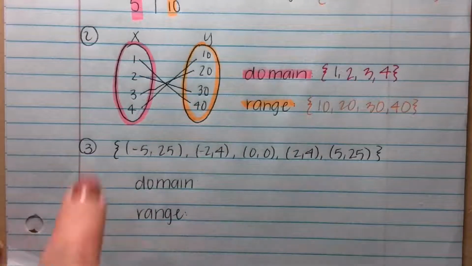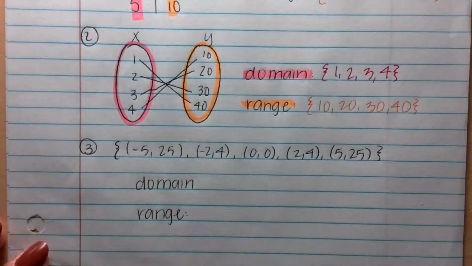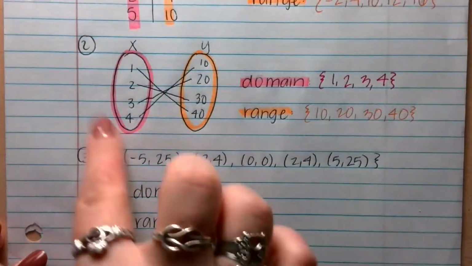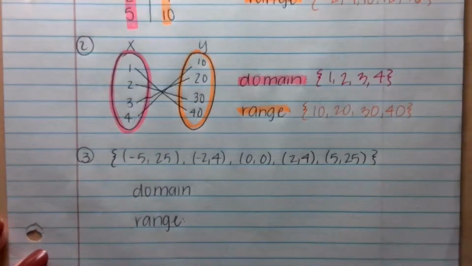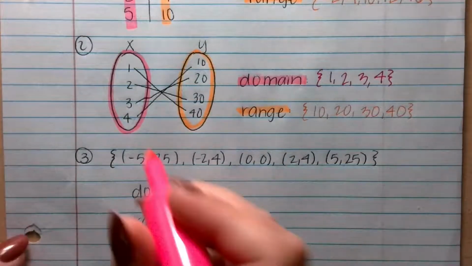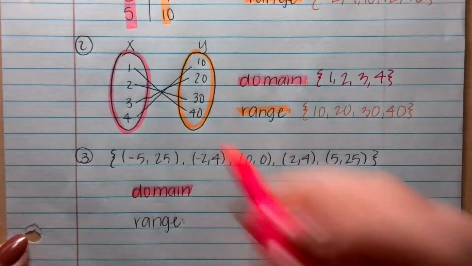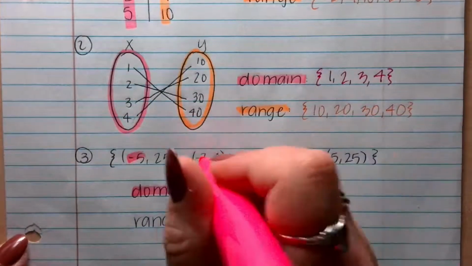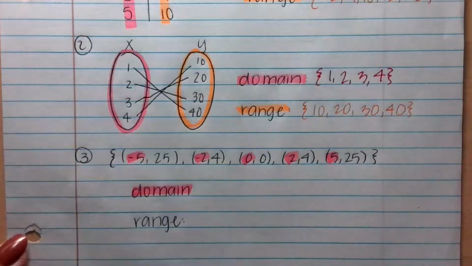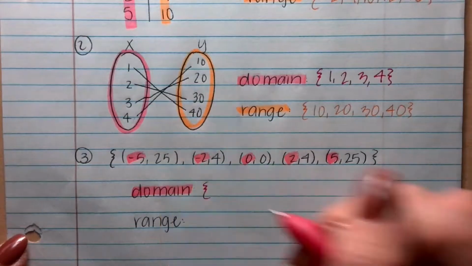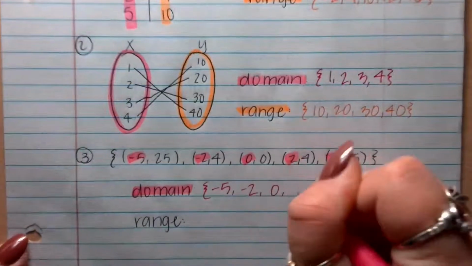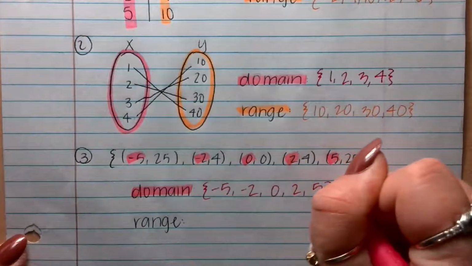It's not as straightforward as the potato diagrams where you just circled one of the potatoes, or a table where we just highlighted an entire column. This we actually have to go piece by piece. So I'm just going to highlight all of my x values in each ordered pair. So we have the -5, -2, 0, 2, and 5. I'm going to write those down for our domain. -5, -2, 0, 2, 5.